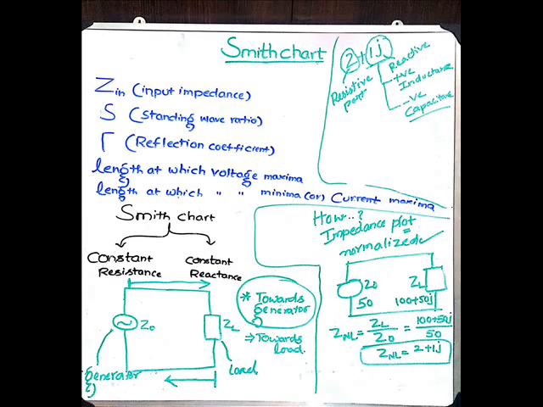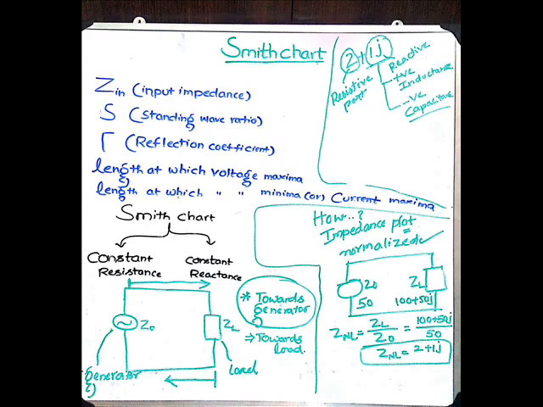Smith chart, one of the important topics of transmission lines. While dealing with transmission lines, we have to find input impedance Zin, standing wave ratio, reflection coefficient, length at which voltage maxima, length at which current maxima, or we can call it voltage minima. If we want to solve all these, then the computations will be complex. Actually, it is a very tough job to find all these things.